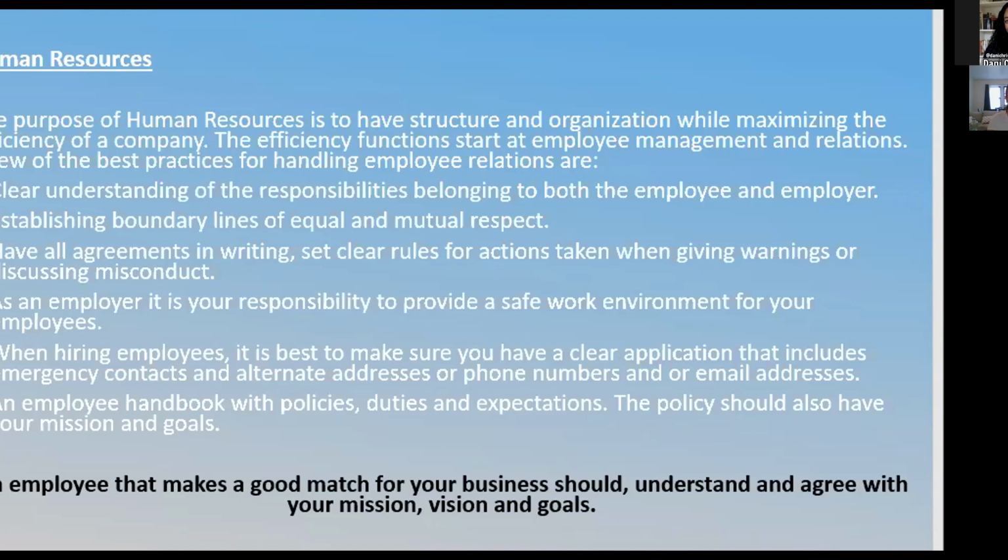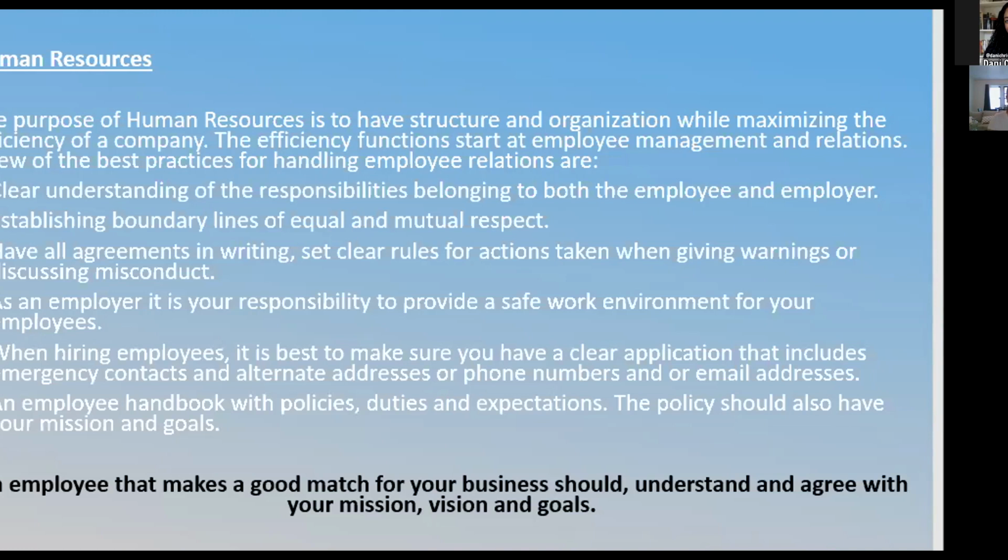And also very important, have an employee handbook with your policies. It has your policies, duties, expectations, and this should also have your mission and goals. And here's one thing that's so important that we kind of miss, and we miss it all the time. An employee that makes a good match for your business should understand and agree with your mission and goals.